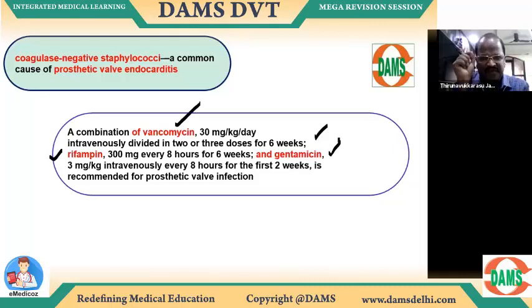So rifampicin is better to use for treatment of prosthetic valve endocarditis. So vancomycin plus rifampicin with gentamicin 3 mg per kg intravenously every 8 hours for the first 2 weeks is recommended for prosthetic valve.